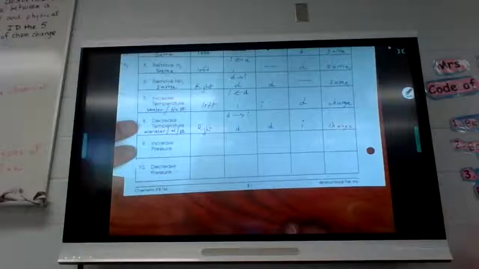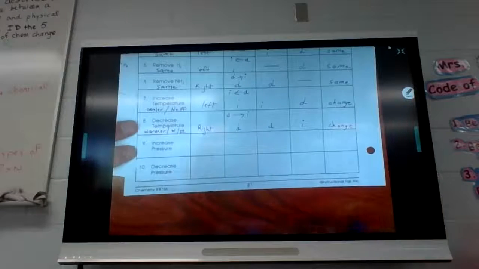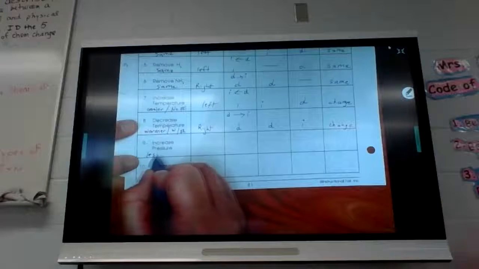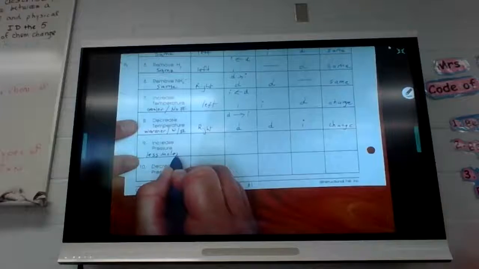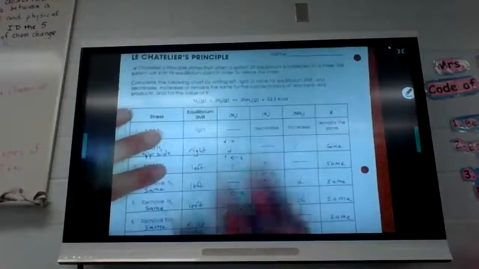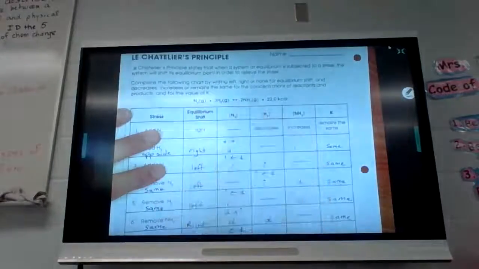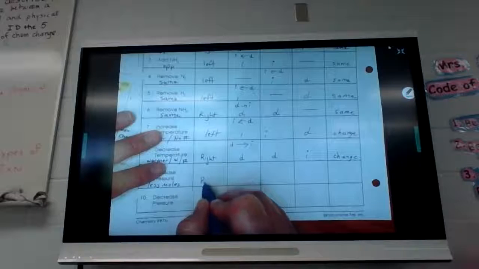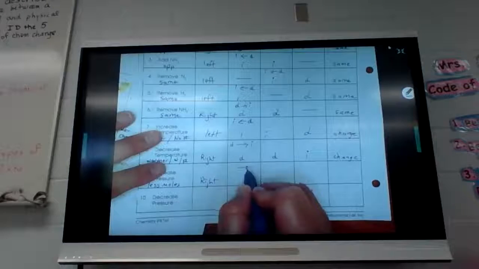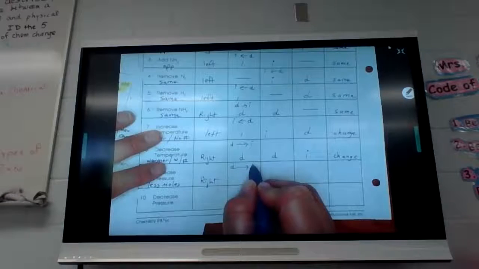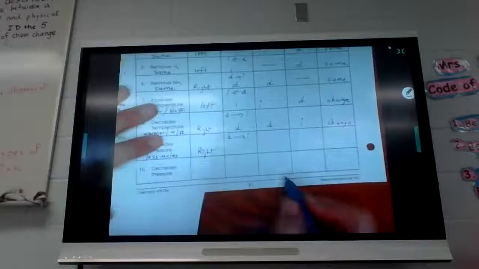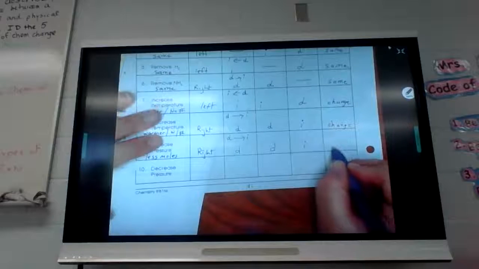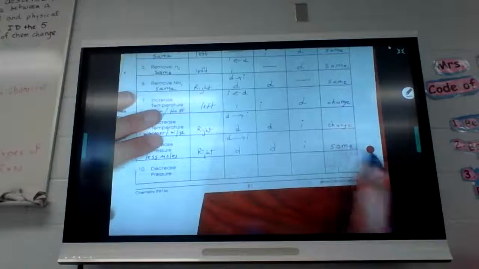Now, if we increase pressure, we go to the side of what? More moles or less moles? Less moles. So which side has less moles, the 4 or the 2? So we're going to the right. So we're going to decrease there, increase there. So we're going to have decrease, decrease, increase, and same.